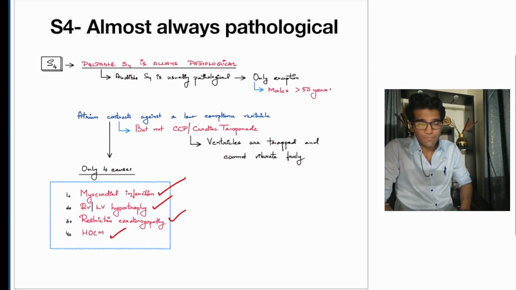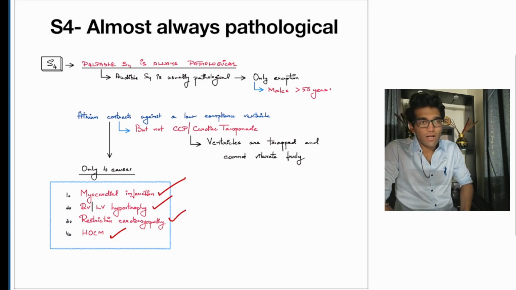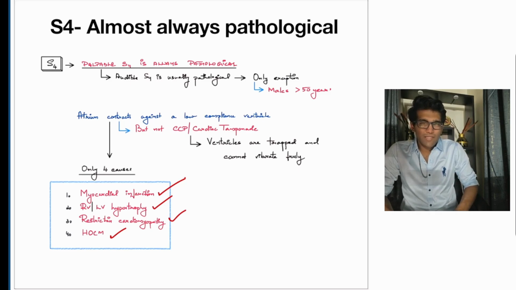S4 sound. Now, importantly, it has been reported in some literature to occur in men after 40 years of age. This is very old literature, and I'm not very sure whether those patients were assessed echocardiographically. So I would take this with a pinch of salt. But almost always, if there is an S4, that is a pathological S4.